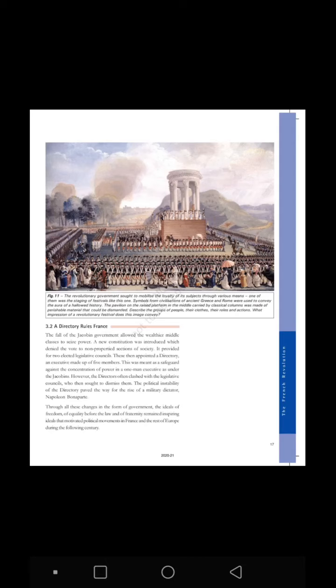Describe the groups of people, their clothes, their roles, and actions. What impression of a revolutionary festival does this image convey?